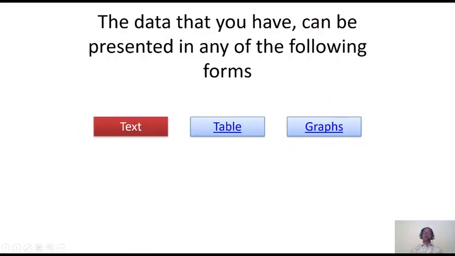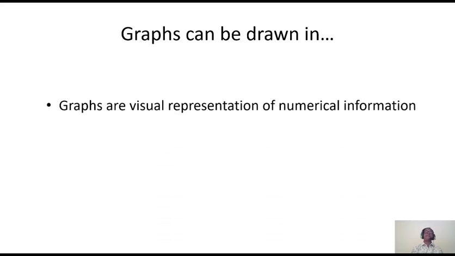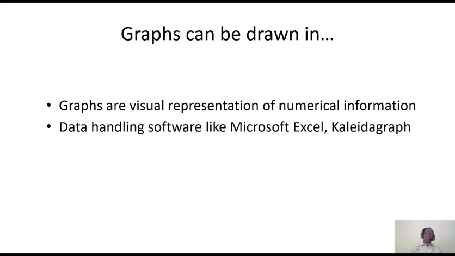So we have seen about the text, we have seen about the tables, and now we will go to graphs. Let us see the graphs and how graphs should be drawn and how graphs should be represented. Now, what are graphs? Graphs are visual representation of some numerical information. Data handling software like Microsoft Excel and Origin graph can be used for drawing these graphs.